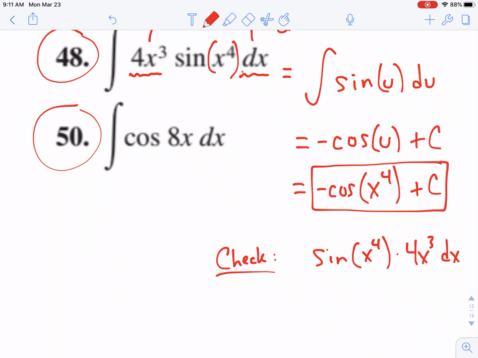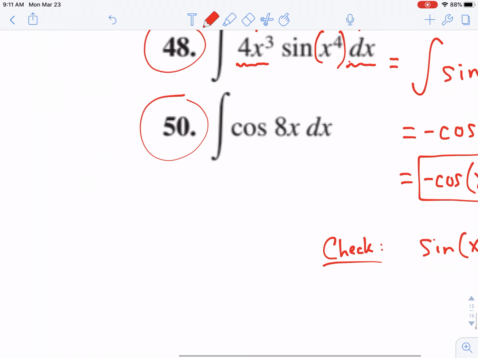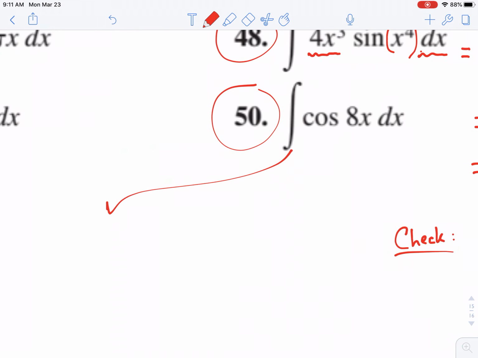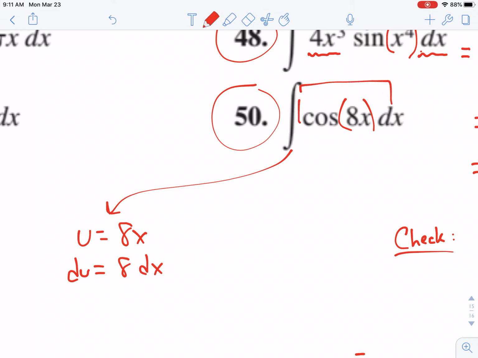Okay? Number 50, cosine of 8x. Let's move this over here. So here, our u is just going to be the 8x. It's just this inner piece here. Du, the derivative of 8x, is 8 dx. Well, the problem is we don't have an 8 there. We just have a dx. It's actually a 1 is what it is. So we have 1 dx.